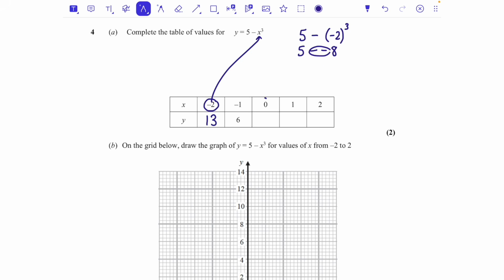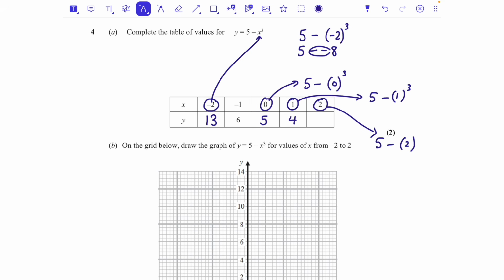Then I'm doing for 0, 5 minus 0 cubed. 0 cubed is 0 times 0 times 0, so 5 take away 0 is just 5. Then for 1, I'm doing 5 take away 1 cubed. 1 cubed is 1 times 1 times 1, so 5 take away 1 is 4. And then last but not least, I've got the 2, so I'm going to do 5 take away 2 cubed. 2 cubed is 8, and 5 take away 8 is minus 3.